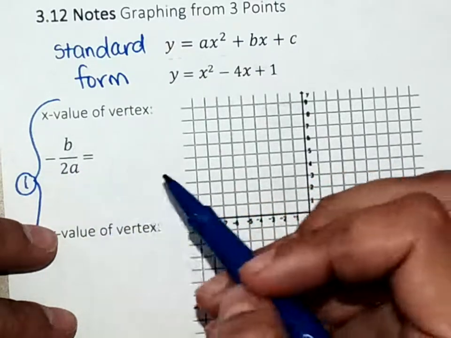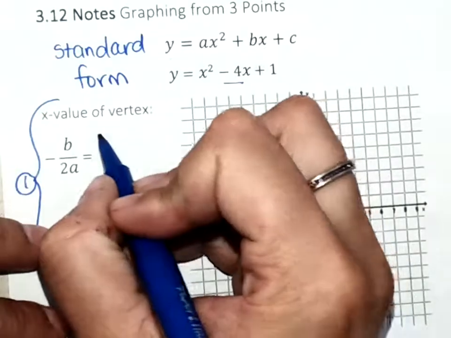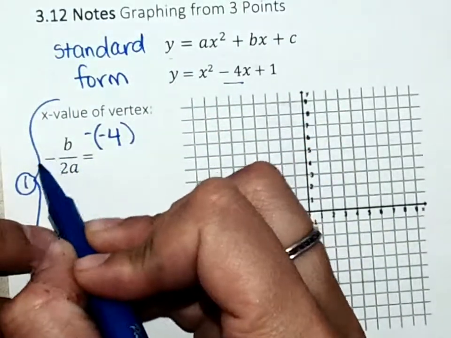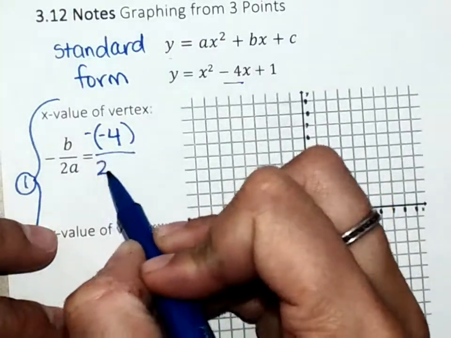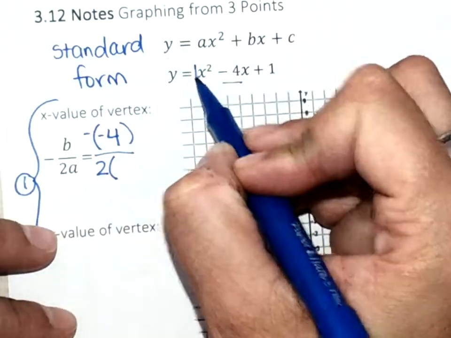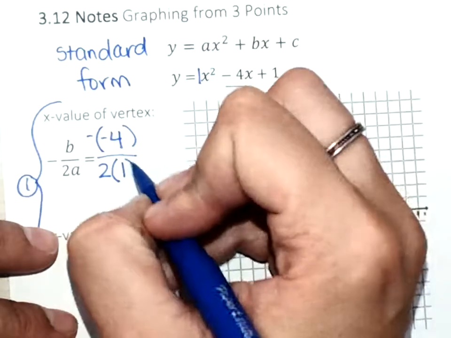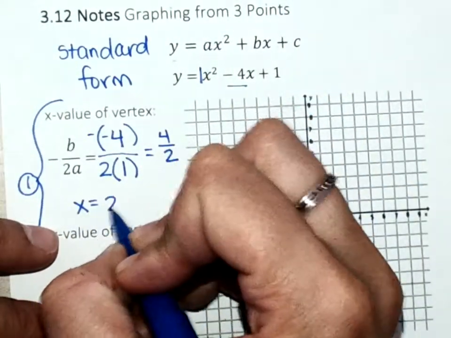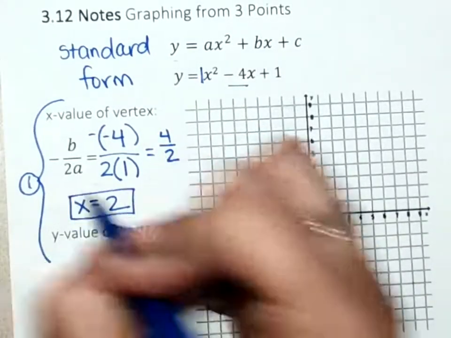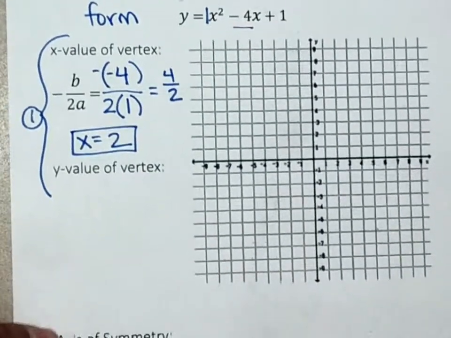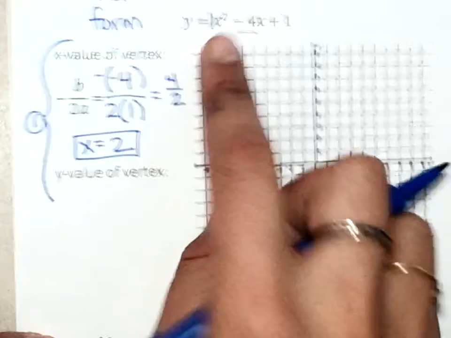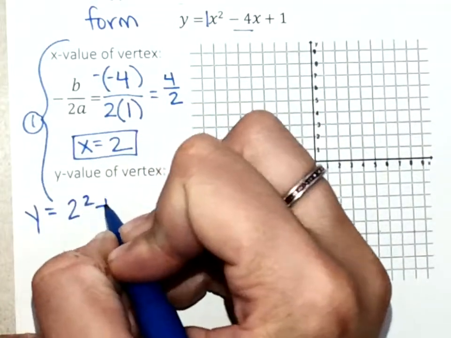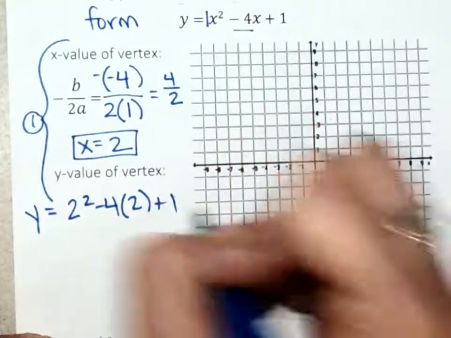2a. My b value is negative 4. And I'm going to put another negative outside because of the negative in the equation. Over 2 times a, our a value is 1, and this gives us positive 4 over 2, or x equals 2. So that is 1 point. To find the y value, we're going to plug 2 back into our original equation. So we have y equals 2 squared minus 4 times 2 plus 1.